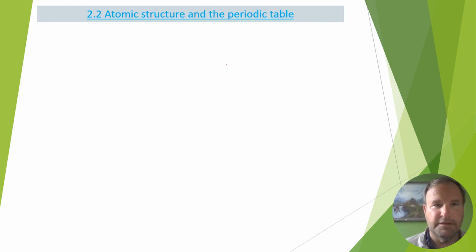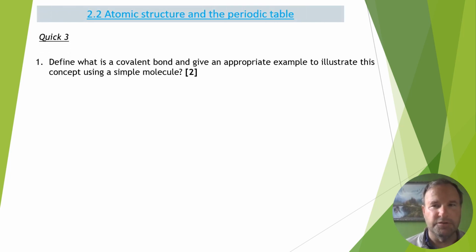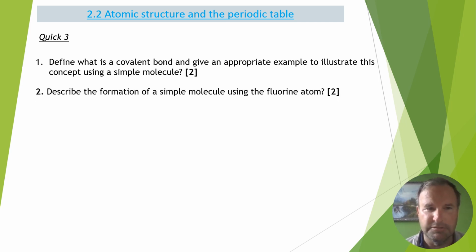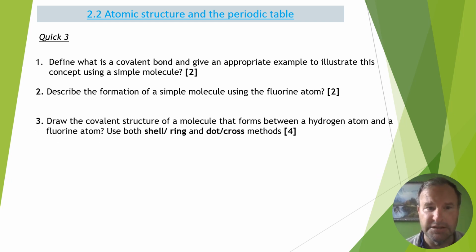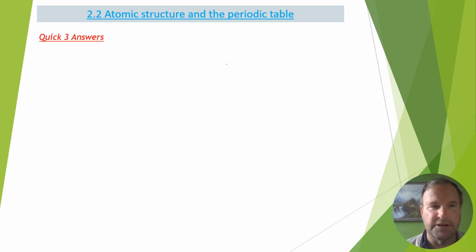Here's the questions. So for 2 marks, spend 2 minutes. Define what is a covalent bond and give an appropriate example to illustrate this concept using a simple molecule. Question 2. Describe the formation of a simple molecule using the fluorine atom. So when there's fluorine atoms together, what type of molecule does it form? And describe it. Draw the covalent structure of a molecule that forms between a hydrogen atom and a fluorine atom. Okay, make sure you've spent time answering these questions.